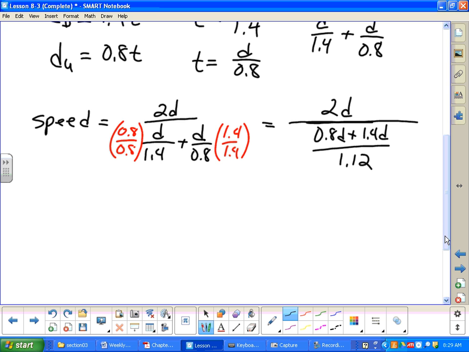All right. So now I have something here divided by a fraction again. So we have 2d, and instead of dividing by the fraction, I'm going to multiply by the reciprocal. So the numerator is going to be 1.12, and in the denominator we're going to have, what's 0.8d plus 1.4d? How about 2.2d?